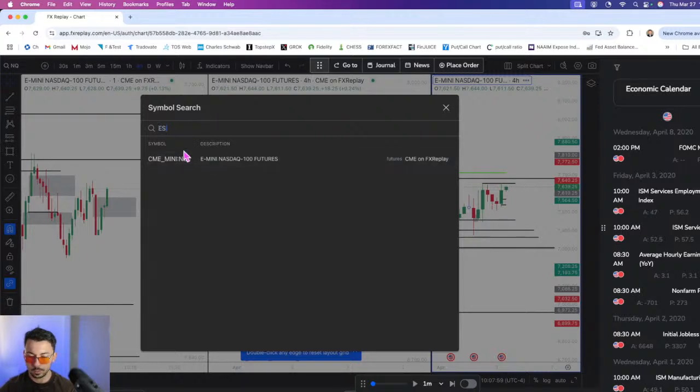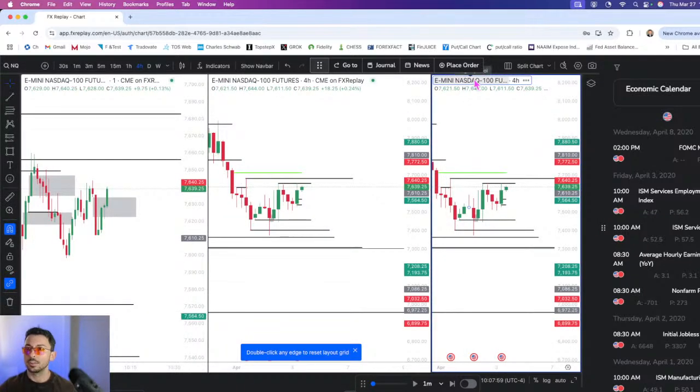Symbol. Why is it only showing me NQ? ES1, exclamation mark. So confused. Does anyone know how to add another ticker? You have to add it to your session. Ugh, whatever.